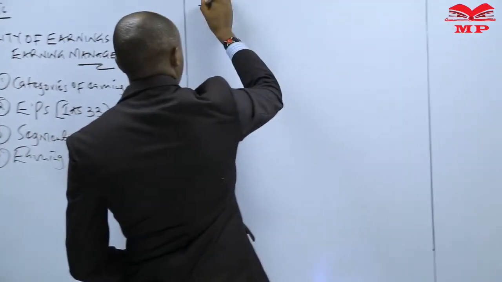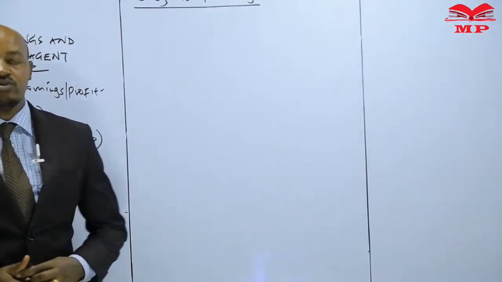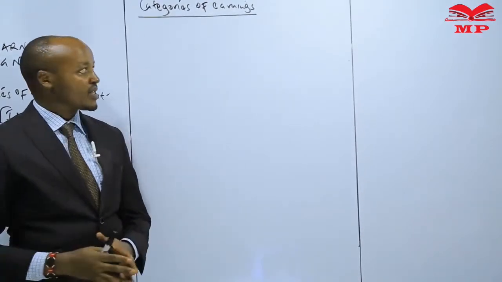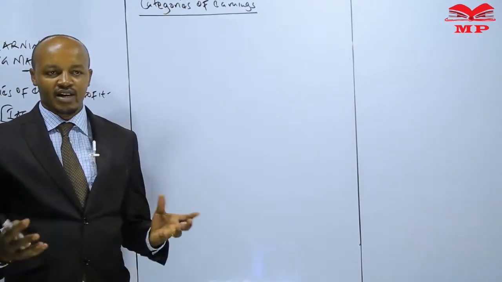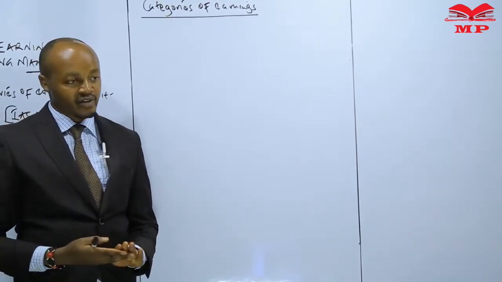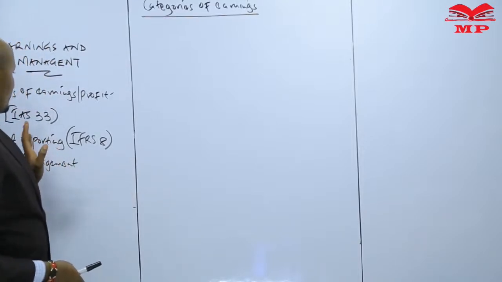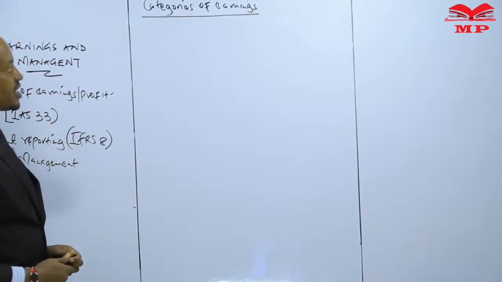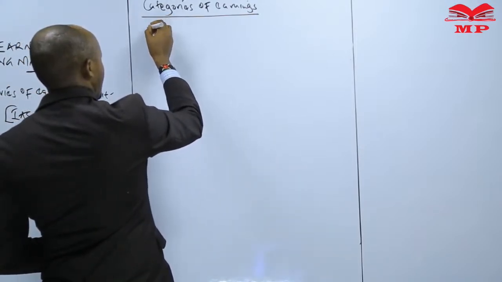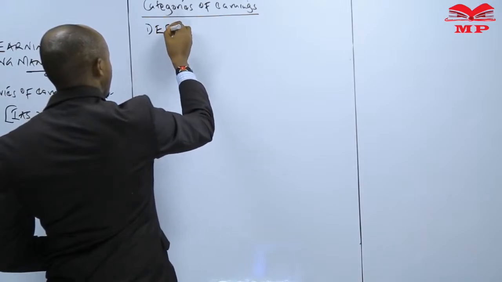Now, in this case, when we talk about what we refer to as earnings, this is what in other terms we refer to as the profit. Now, we do have various categories of profit, or basically various categories of earnings, which you need to know before we can proceed and look at the other subtopics. So the first type of profit or earnings is what is known as EBITDA.